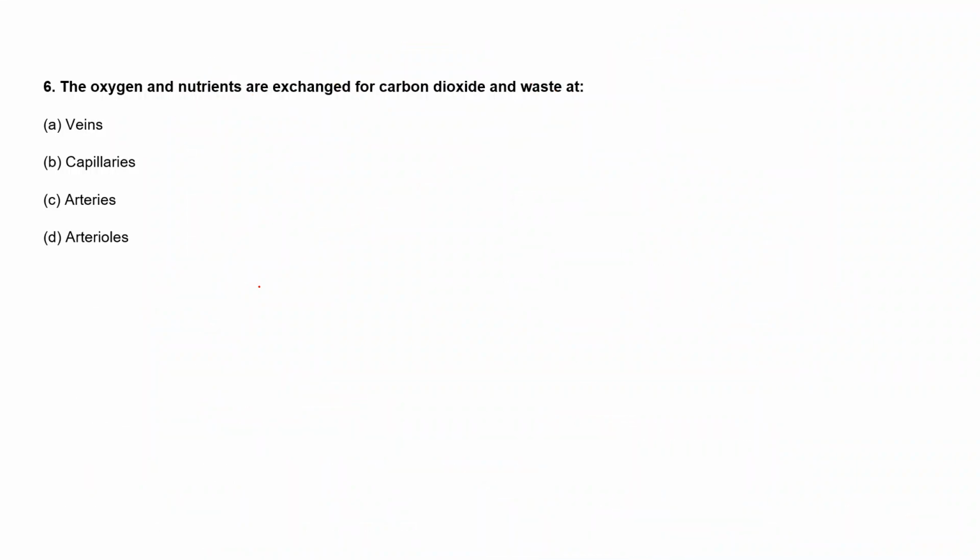Moving to the next question: the oxygen and nutrients are exchanged for carbon dioxide and waste, where do both these things happen, that the oxygen and nutrients exchange for the carbon dioxide and the waste? Option A is veins, option B is capillaries, option C is arteries, and option D is arterioles.